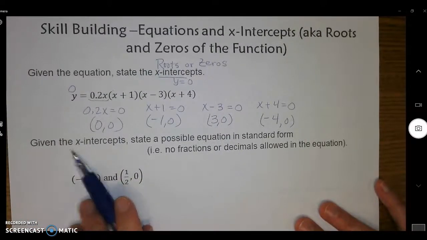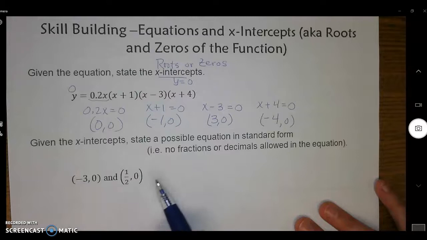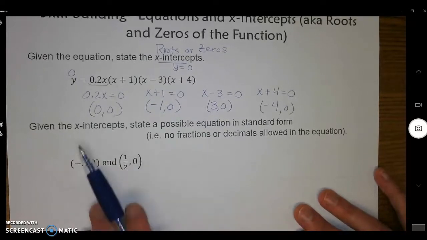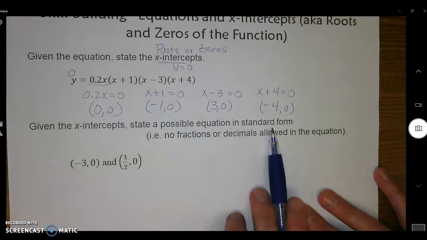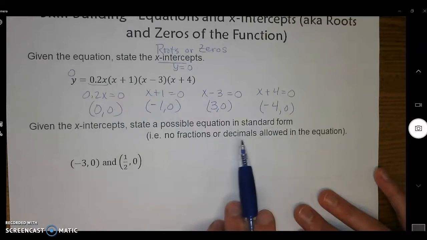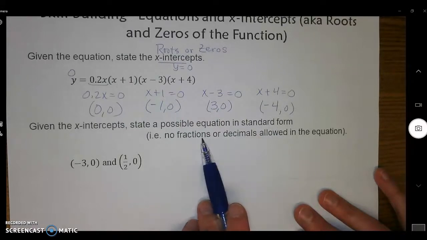All right, here's another type of problem that is from yesterday's skill building, but I want to show you something on this one that wasn't in yesterday's skill building. So given these two x-intercepts, we're supposed to state a possible equation in standard form, and that means we should have no fractions or decimals.